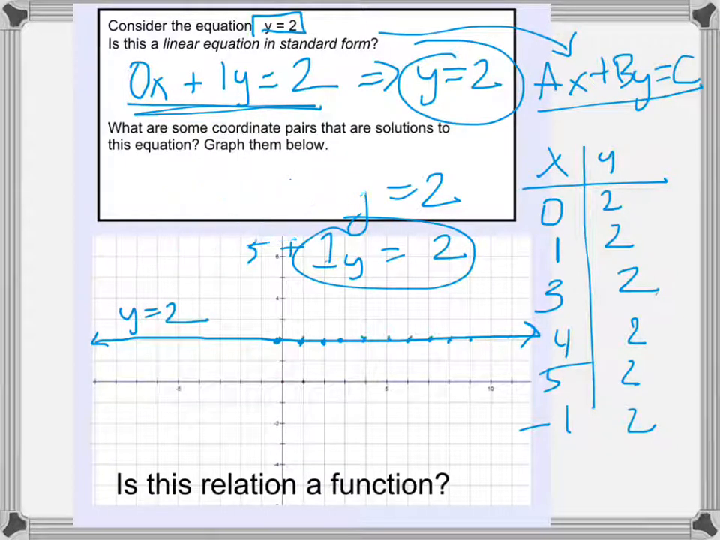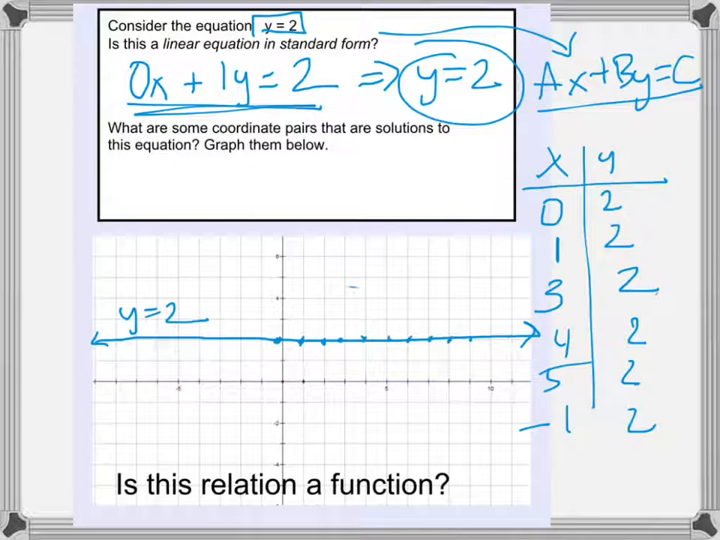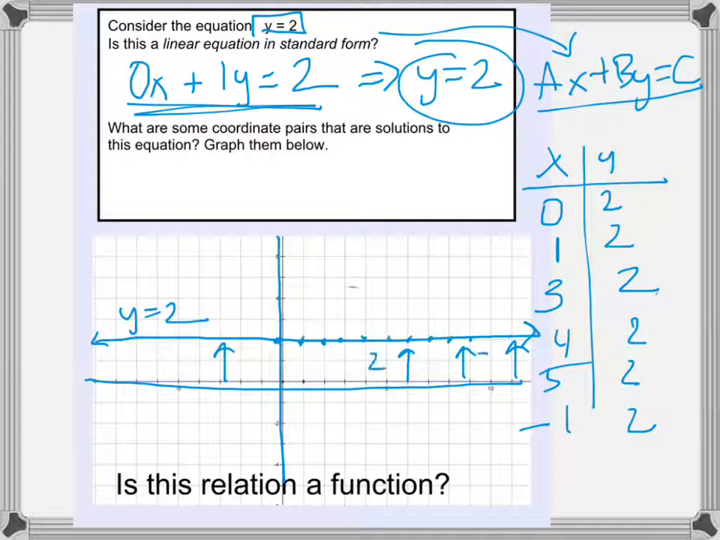Now, some characteristics of this line: it's a straight horizontal line. It's perpendicular to the y-axis, and it is parallel to the x-axis. It's always 2 spaces above the x-axis, because all these points have the same y-coordinate. Even though all their x-coordinates are different, they all have the same y-coordinate, which is 2.